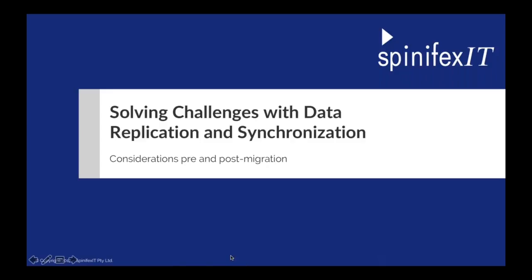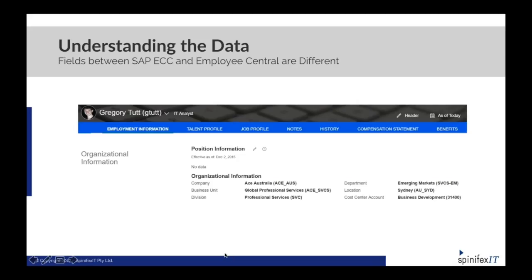So let's again just talk about understanding the data and have a look at that same example. Here we're looking at an employee's organizational structure, and we're looking at the location. The location in this particular system sees Sydney, and you'll see it's AU_SID. When it comes to your SAP side, it's unlikely that you've got that particular value. You've probably got something like a combination of personnel area and sub-area.